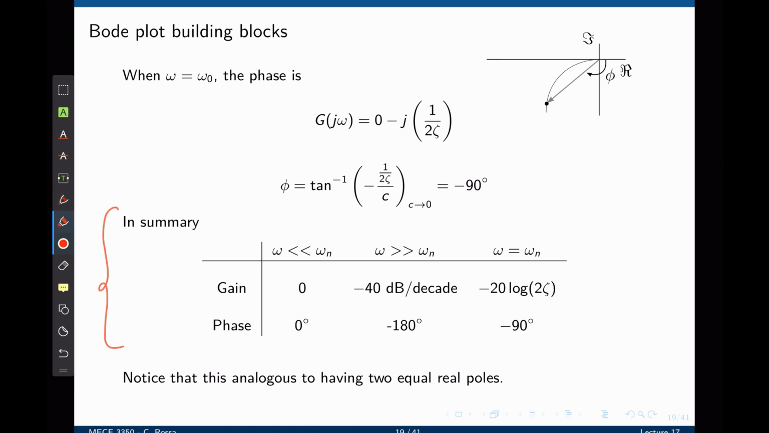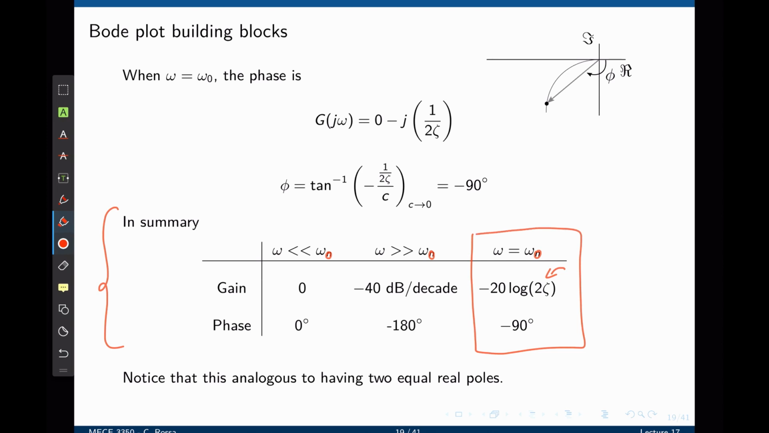And here is the summary for the complex pole. When the input frequency is smaller than the cutoff frequency, the gain is 0 and the phase is 0. When the input frequency is much greater than the cutoff frequency, then the Bode plot has a slope of negative 40 decibels per decade and the phase will tend to negative 180 degrees. At the cutoff frequency, when omega equals omega 0, this should all be omega 0 instead of omega n, then the gain of the transfer function is negative 20 log of 2 zeta. So now depending on the value of zeta, the Bode plot may go up or down at the cutoff frequency. And at that specific point, the phase is negative 90 degrees. Notice that this is analogous to having two equal real poles at the same cutoff frequency, with the exception of what occurs exactly at the cutoff frequency.